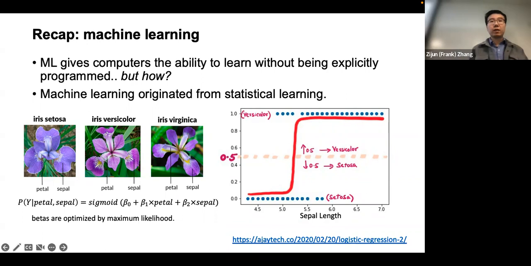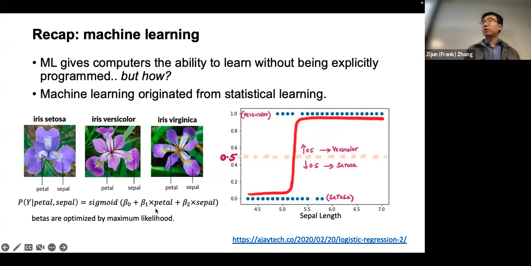Here I'm showing a very classic example where we have three types of different iris flowers. And a botanist can measure the length and the width of both petals and sepals. So these are considered the features for different types of flowers. And then we can build a statistical model. In this specific case, this is a logistic regression. In simple probabilistic language, we're trying to predict, given the observed petal and sepal, what's the probability of this specific flower being one of those three types? We can formulate this probability by a sigmoid function that depends linearly on the combination of petal and sepal.